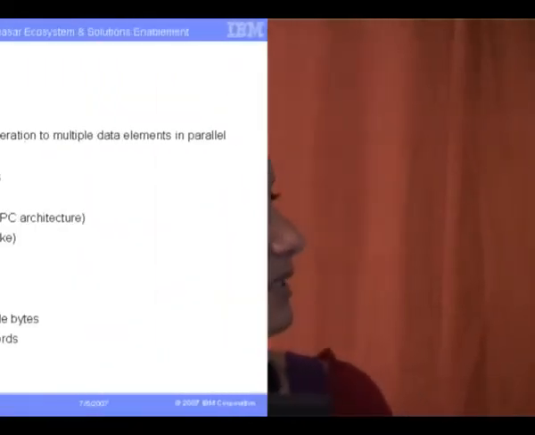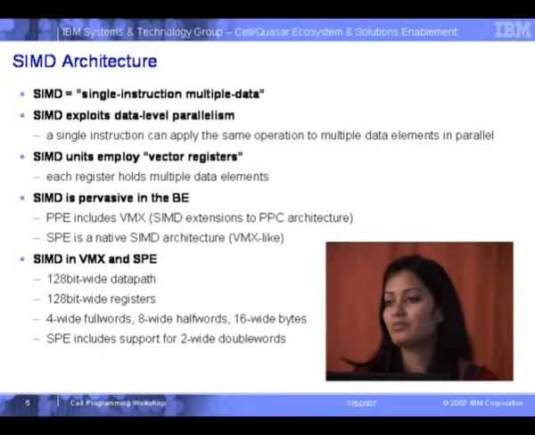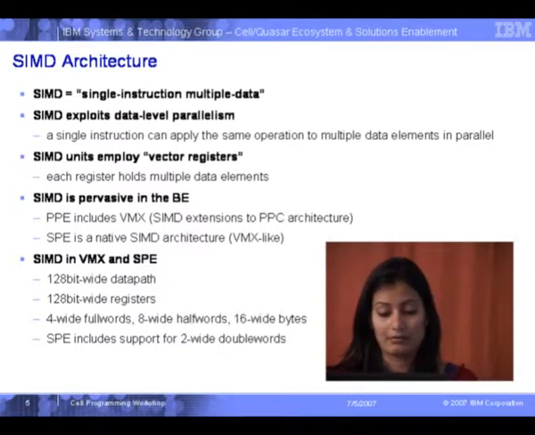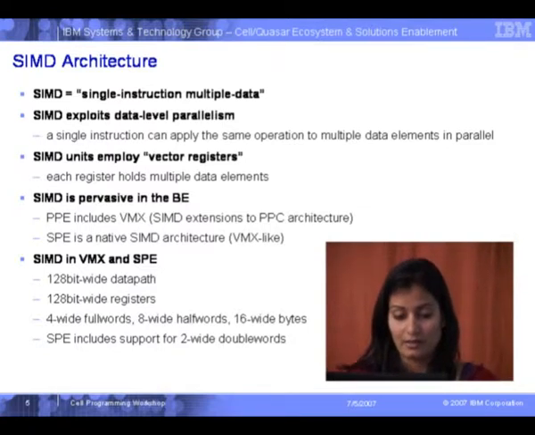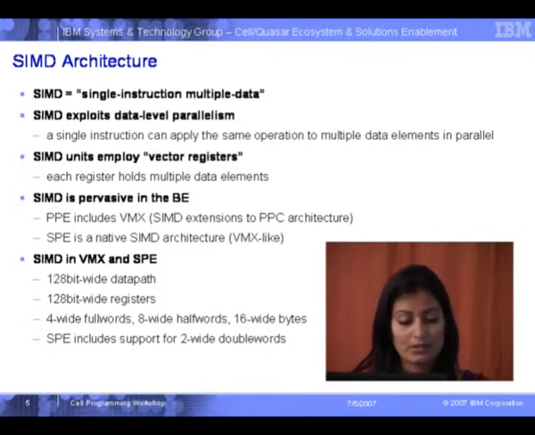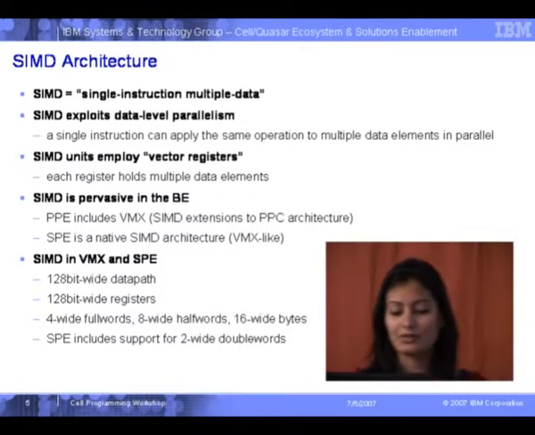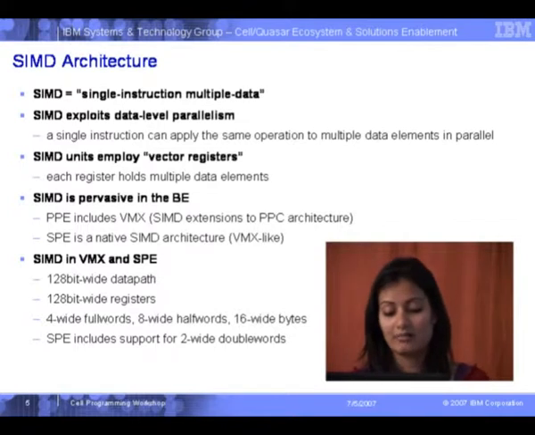So the SIMD concept is fully exploited on the Cell processor. The SPUs are very well equipped with the power to do all kinds of vector operations. As we have seen, there are 128 registers. They're all vector registers, and they are 128 bits wide, so 16 bytes in length. And you can store 4 full words, that is 32 bits, or 8 half words, or 16 bytes.